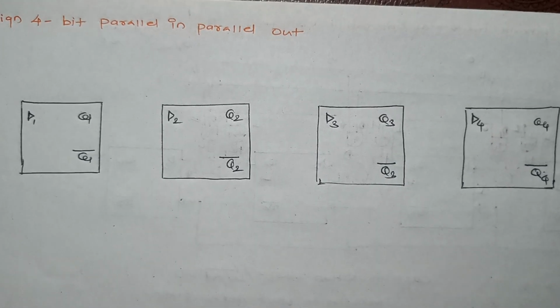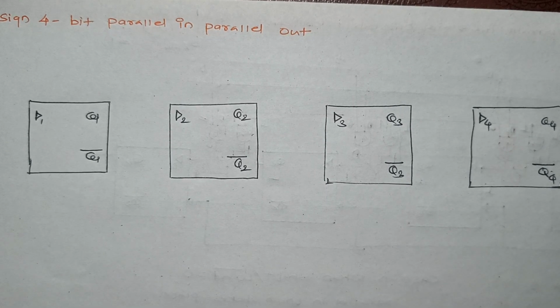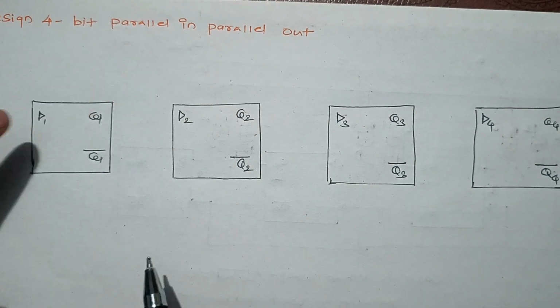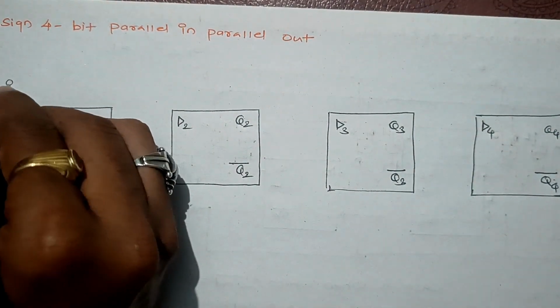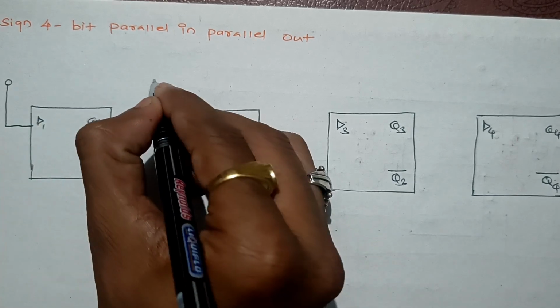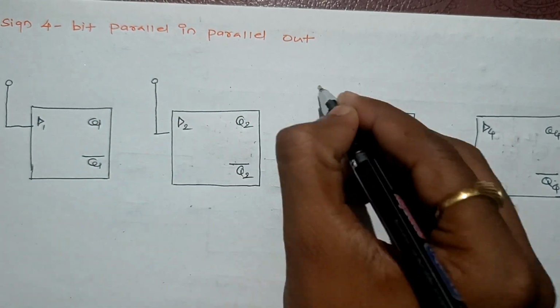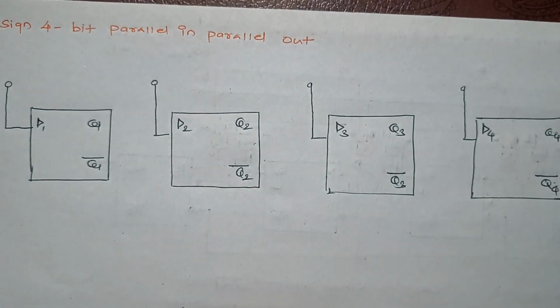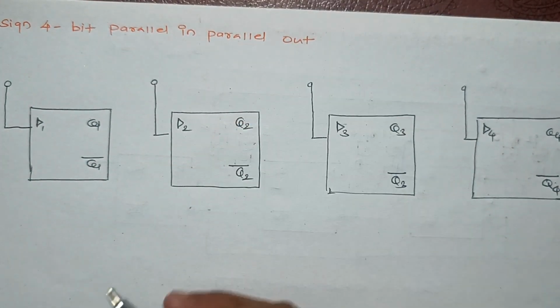Now in this video we'll see how to design a 4-bit parallel in parallel out shift register. One of the simplest types of shift register is the parallel in parallel out shift register. Now what happens? Data should be loaded parallelly. That means it should load like this, like this, and here also, and the output is also taken parallelly.